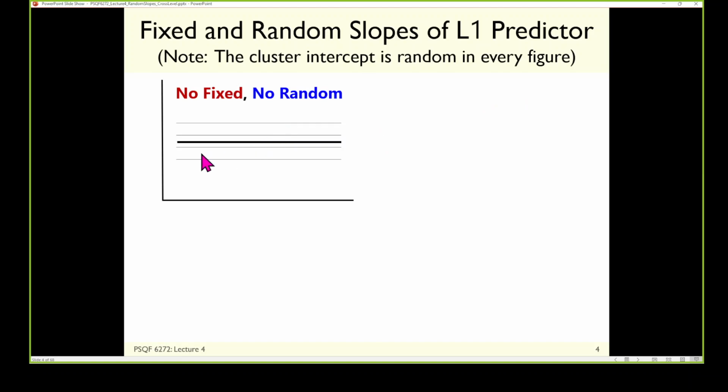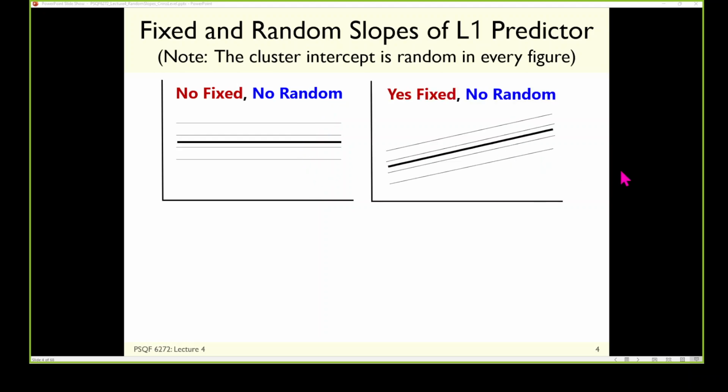So let's say that what we have here are individual slopes for different clusters, and the average slope for my level 1 predictor is given by the heavy black line. So this picture would depict a lack of a fixed slope because on average, the slope is flat. So on average, the level 1 predictor doesn't matter with respect to predicting the outcome. And there is no random slope either, not because the slope is flat, but because the same slope works equally well for each cluster. Each cluster does not need their own slope. They can all share this flat line and it's fine.